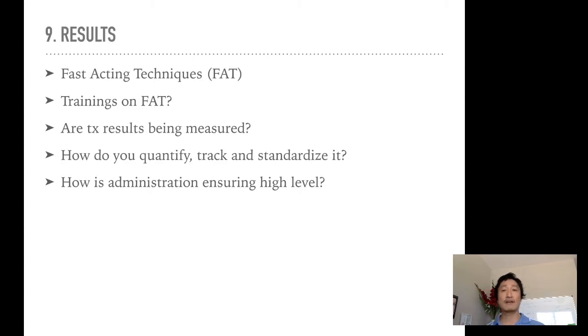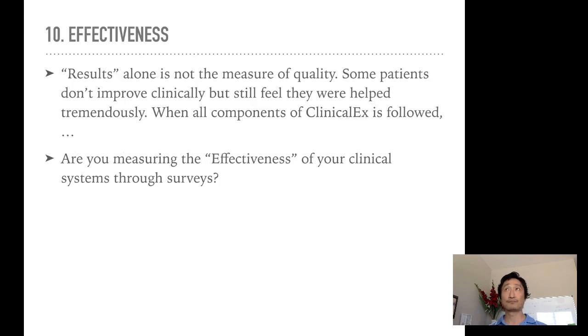Now, number nine, results. Are you training your staff on fast-acting techniques? Do you have fast-acting techniques for every body part, every joint? Are treatment results being measured? How do you quantify the results, track it, and how do you standardize it? Because if you're not, then there's a good chance that results are not happening to the adequate level that's required to be competitive today, to be a high-level clinic where you have a lot of family and friends being brought in, and a lot of elective services being purchased. How is administration ensuring high-level results? How are you doing it?